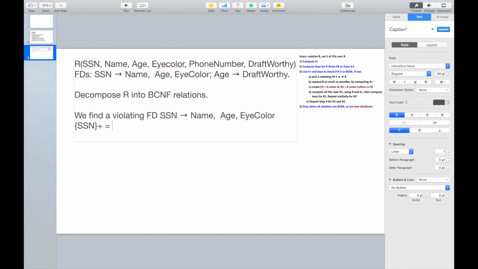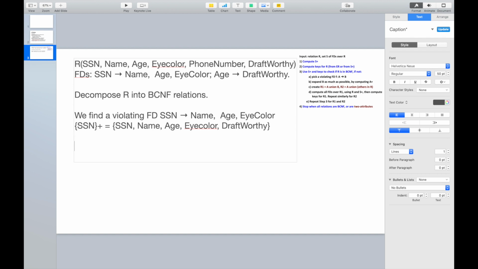I hope you still remember the closure of the attributes, right? You can check back how to compute the closure of the attributes. Given SSN implies name, age, and eye color, we know that the SSN closure equals what? Equals SSN first, then age, eye color, right? We check the first FD, and then the second FD. We have age implies trustworthy. We have age here, so we also need to include trustworthy in our relation. And we have the closure of the SSN equals SSN, name, age, eye color, and trustworthy.